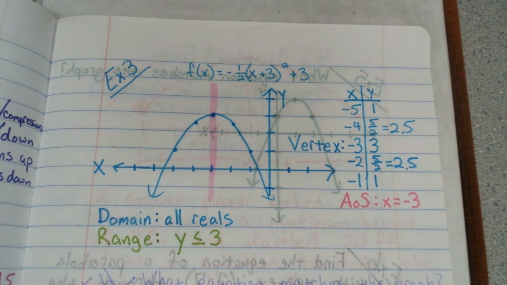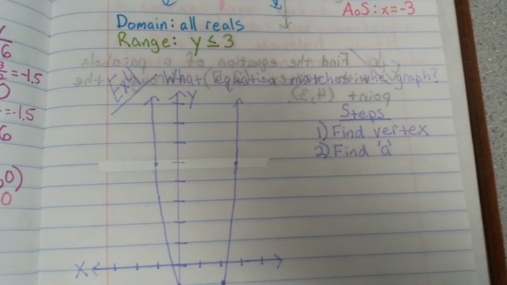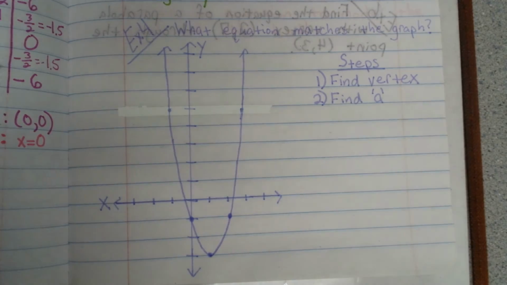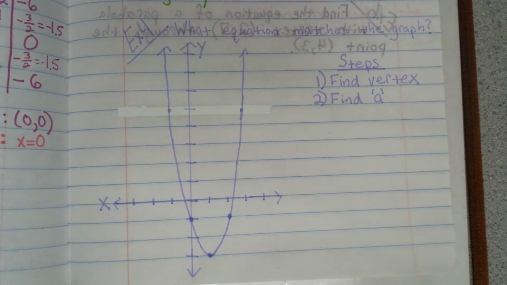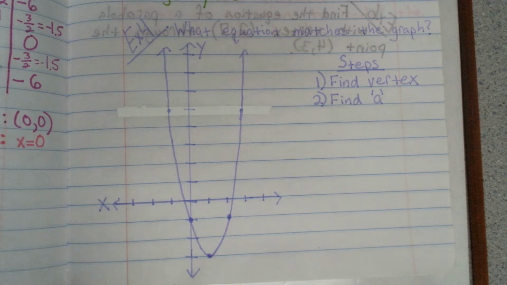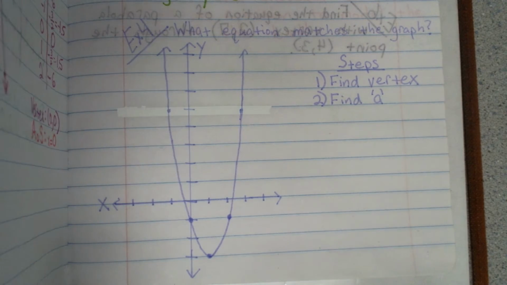Okay, so now moving on to a different type of problem, but using a lot of the same logic. In example 4, I give you a graph, and I want you to tell me what equation matches the graph. So there are 2 steps that we need to really follow. Find the vertex and then find a. So the vertex, I think, might be a little bit easier here. We'll start with that then.